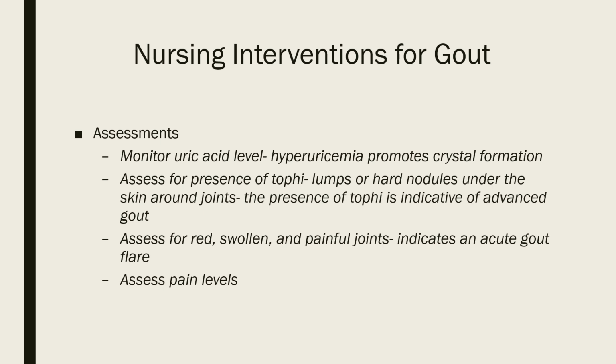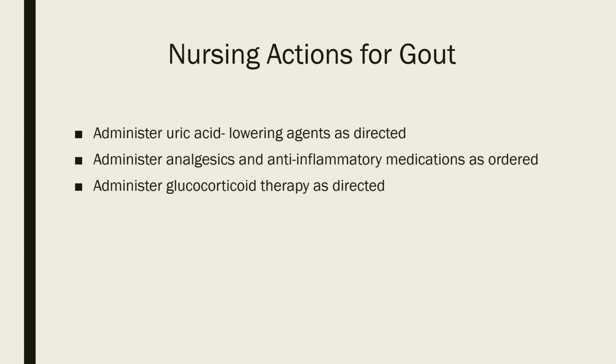Remember, tophi are those lumps or hard nodules under the skin around the joint. The presence of tophi is indicative of advanced gout. Assess for red, swollen, and painful joints. This will indicate an acute gout flare. We will assess their pain level. Some nursing actions for gout. We will administer uric acid lowering agents as directed, administer analgesics and anti-inflammatory medications as ordered, and administer glucocorticoid therapy as directed.